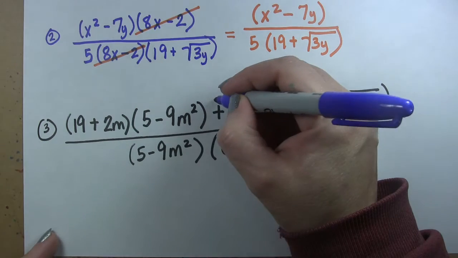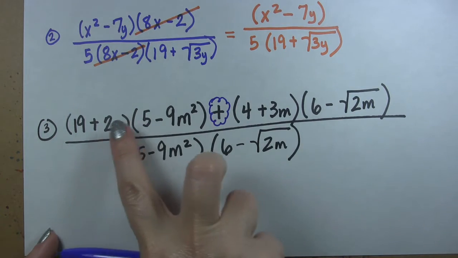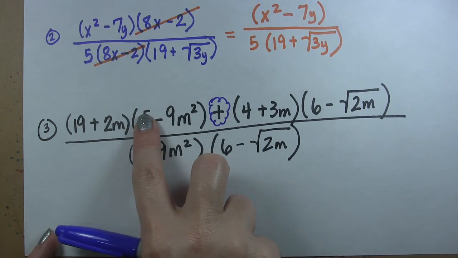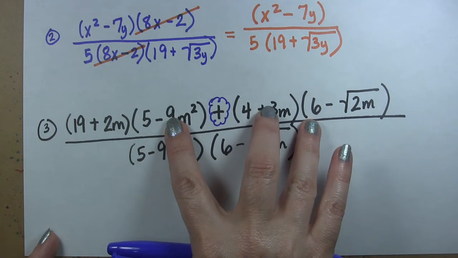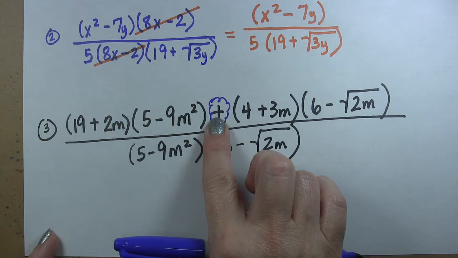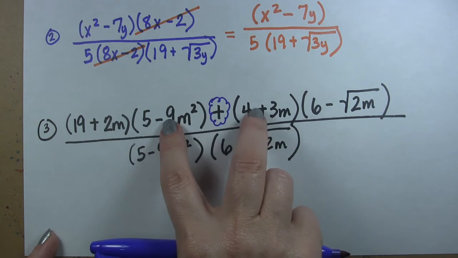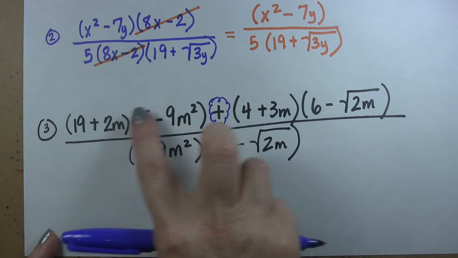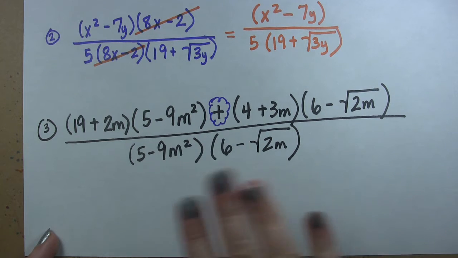Because do you see right here we have this plus sign right here? So these are 2 packets of happiness, and these are 2 packets of happiness. But those packets of happiness are joined by addition. And we're only able to cross off our packets of happiness if they're only joined by multiplication. So we cannot cross anything off here.